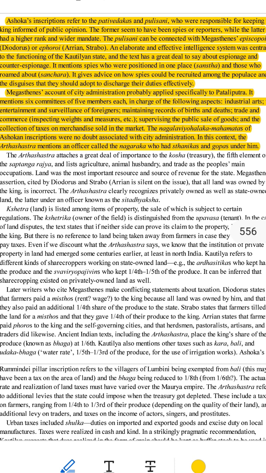Taxes on merchandise. This committee collected taxes from traders when they sold goods in the market. Example, when a merchant sold something, this group would collect a small percentage of the money as tax, which would go to the king.